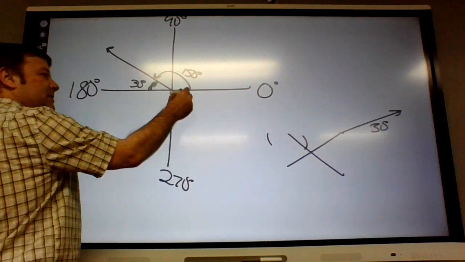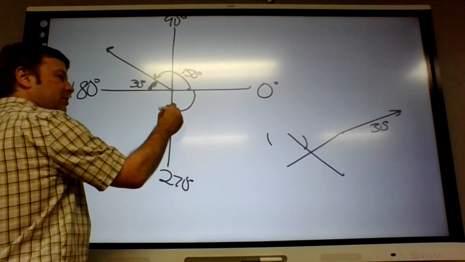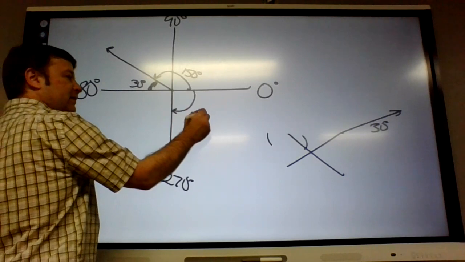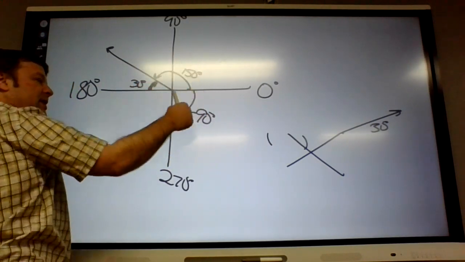Okay, and remember you can go backwards. So what would this angle going backwards be called? Negative 90. So this would be negative 90, negative 180, negative 270, and so on.